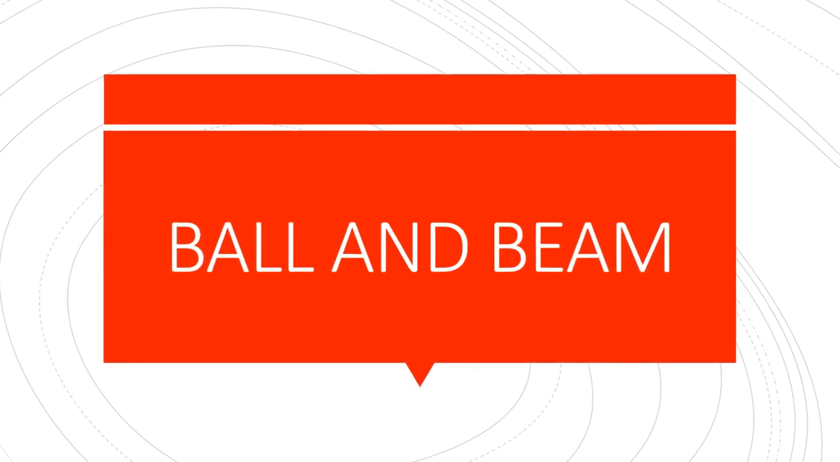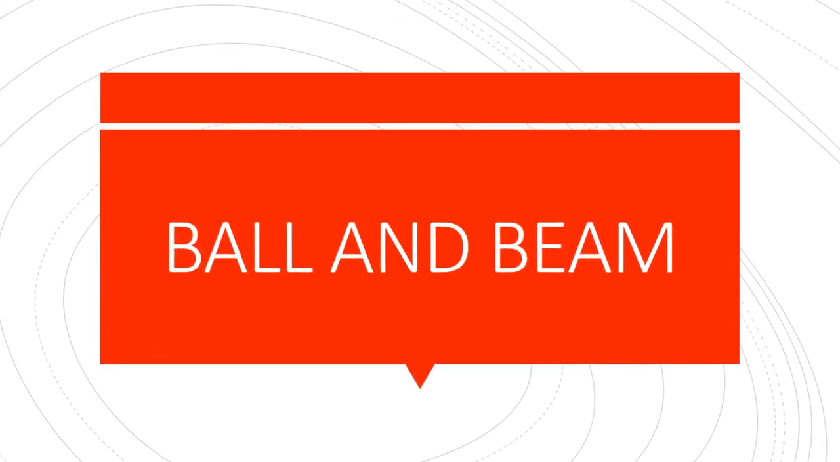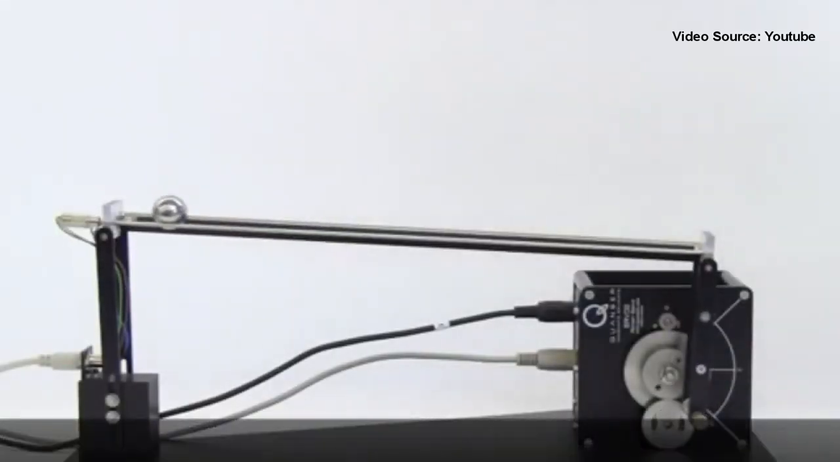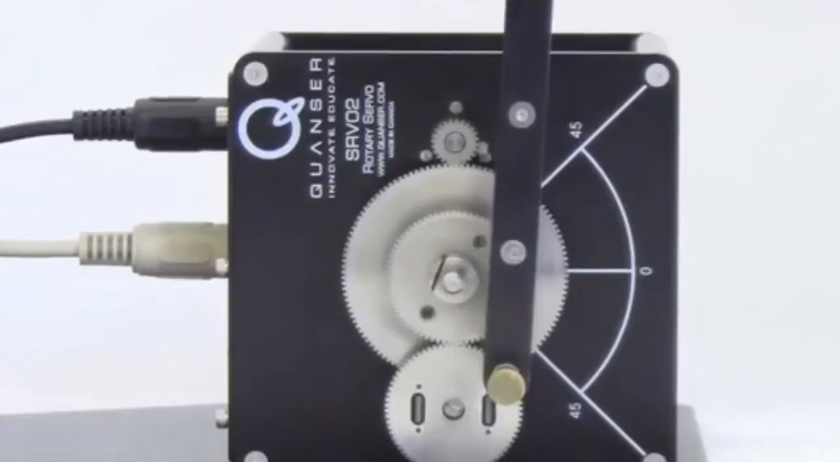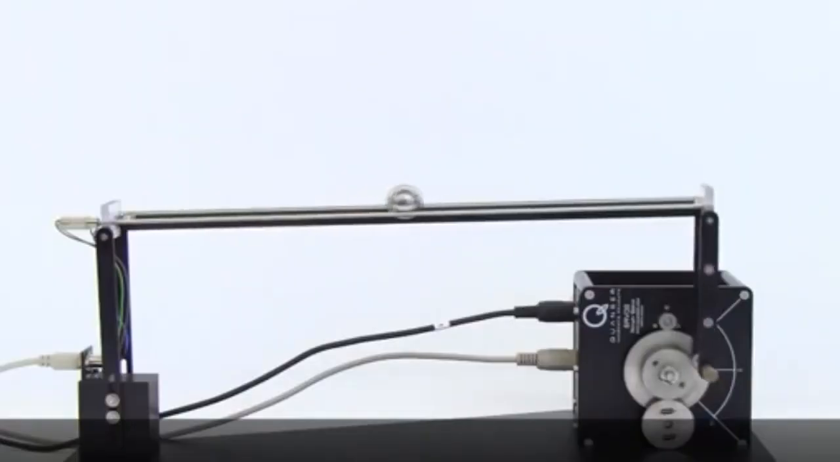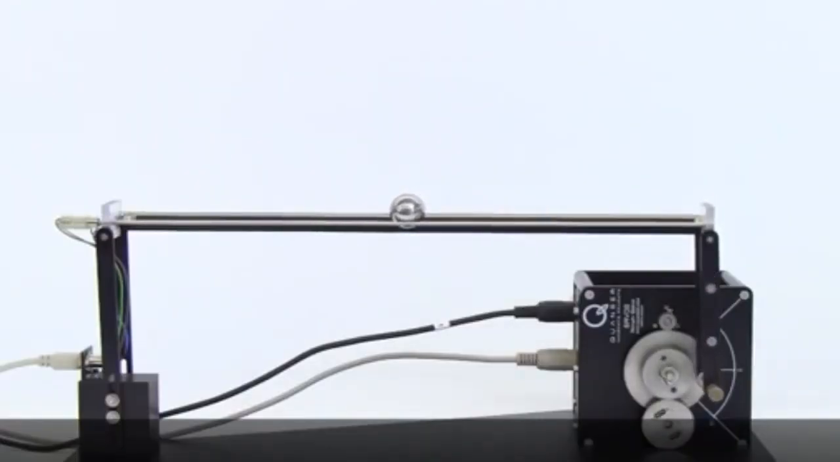How many of you are familiar with the ball and beam system? If you are not, let's get into it. The ball and beam system consists of a long beam which can be tilted by a servo or electric motor, together with a ball rolling back and forth on the top of the beam.